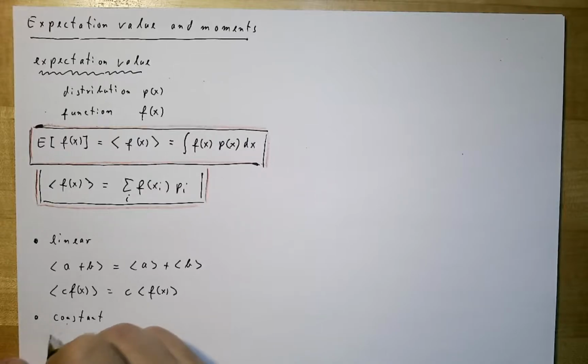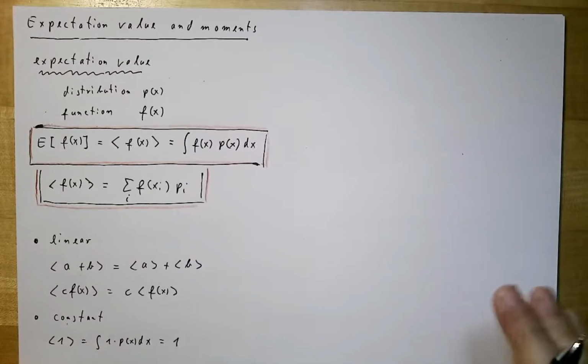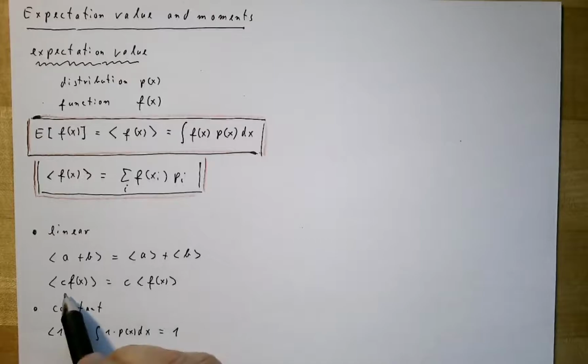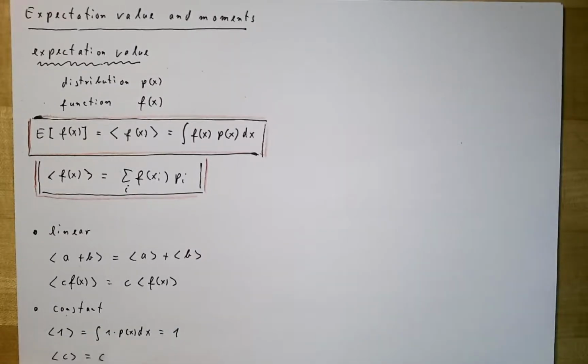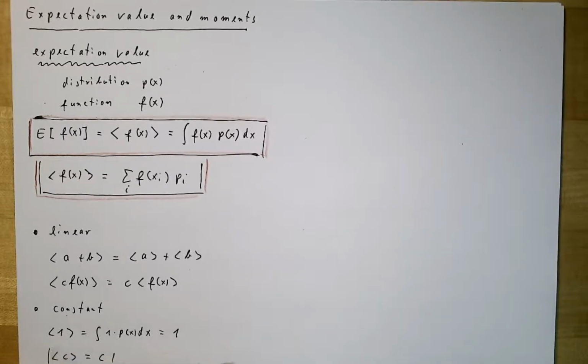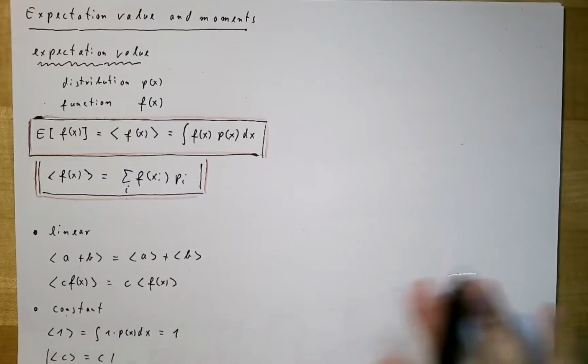Let's first take the expectation value of 1. What is the expectation value of 1? That's the integral of 1 times p of x dx. And since our probability distribution is normalized, this is just 1. And by the linear property, the expectation value of a constant is just the constant. So that's not so interesting.